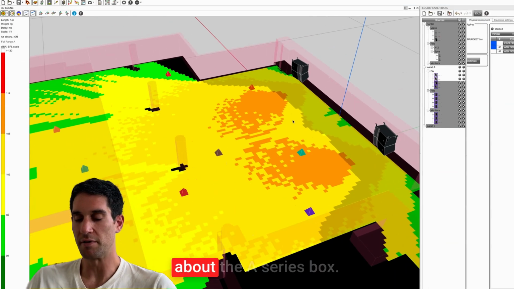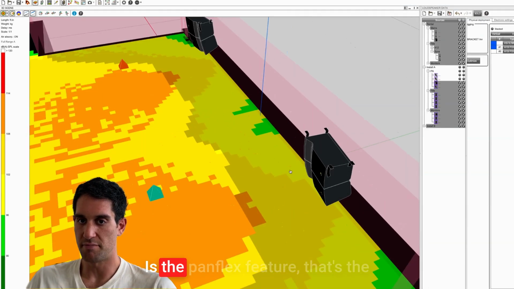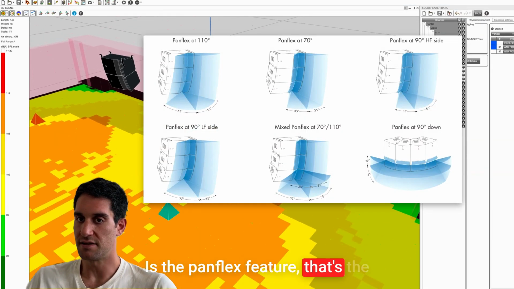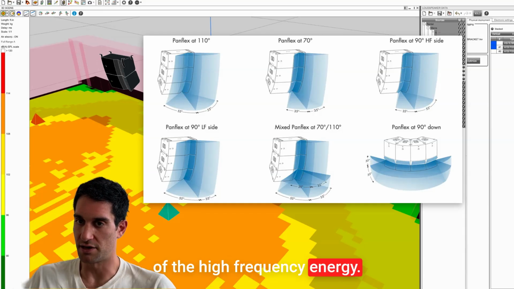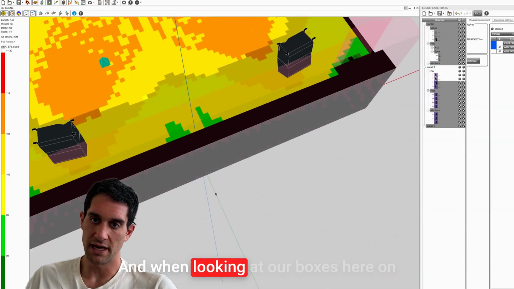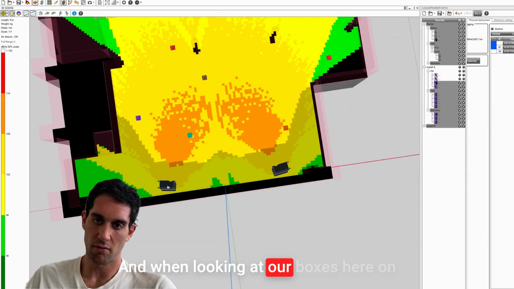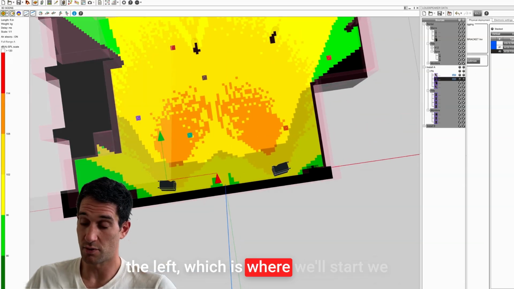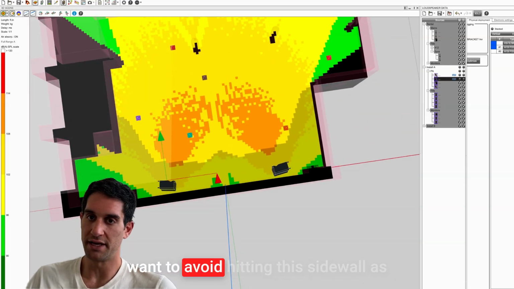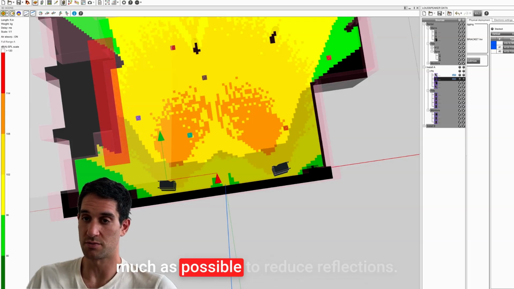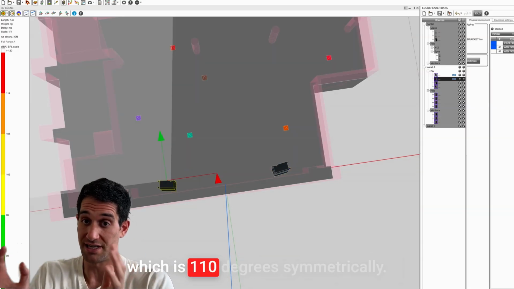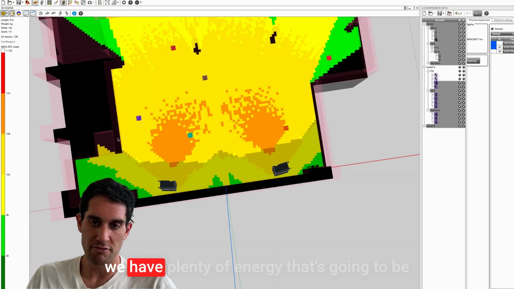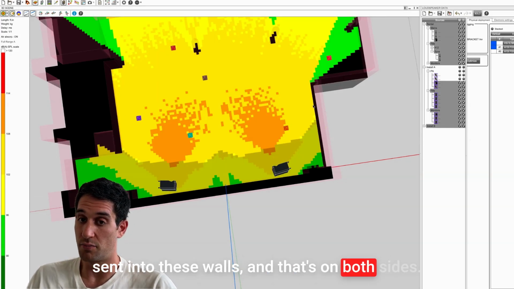Something that's really great about the A series box is the pan flex feature. That's the fins that adjust the distribution of the high frequency energy. And when looking at our boxes here on the left, which is where we'll start, we want to avoid hitting this sidewall as much as possible to reduce reflections. I'm going to change it back to its default, which is 110 degrees symmetrically. We have plenty of energy that's going to be sent into these walls, and that's on both sides.